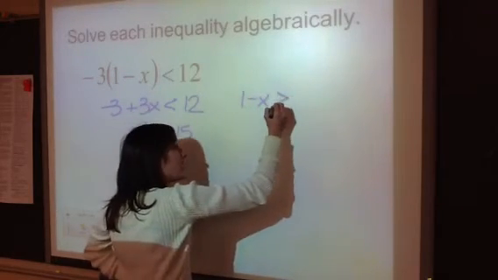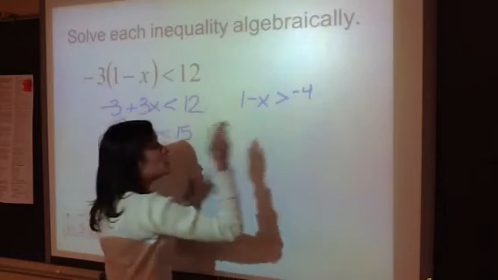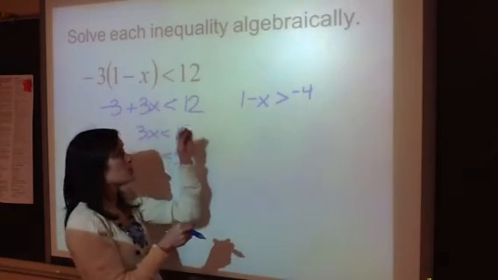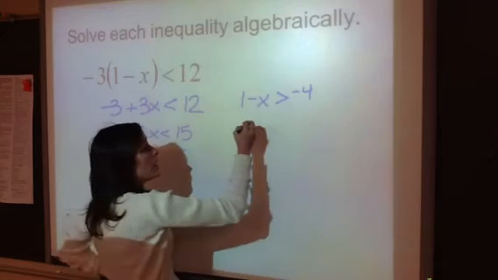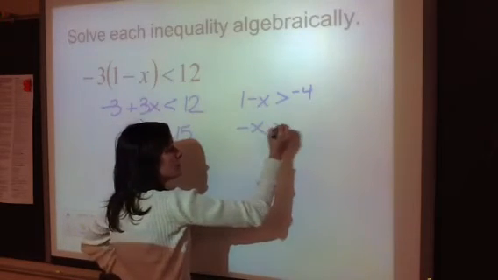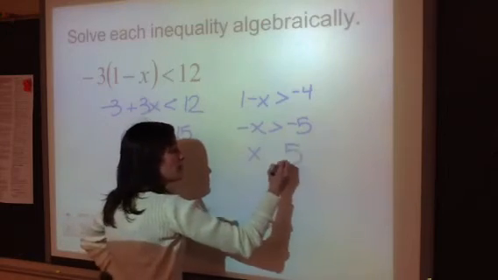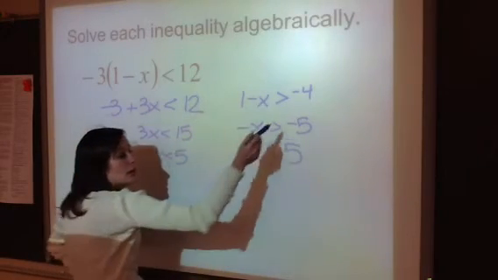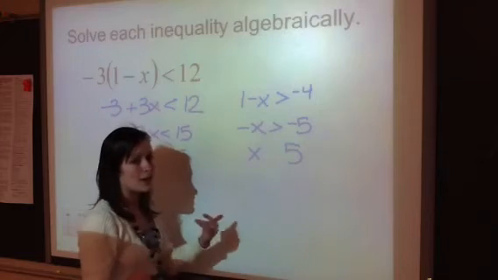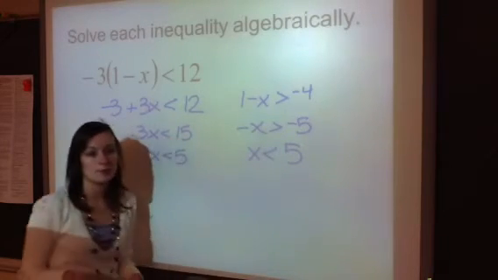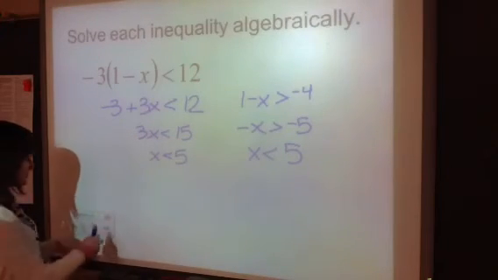is greater than negative 4. You have to flip the symbol because you divided by a negative number. Now move your 1, you get negative 5. Now divide by a negative 1, and that's where we get positive 5 like we did over here. Our symbol is greater than, we divide by a negative, flip the symbol. There you go.